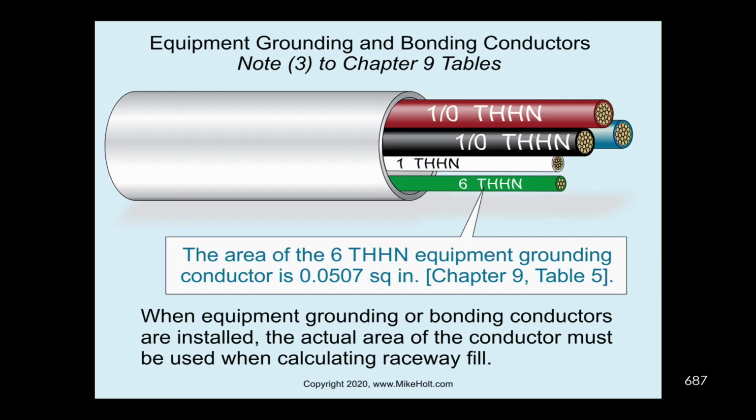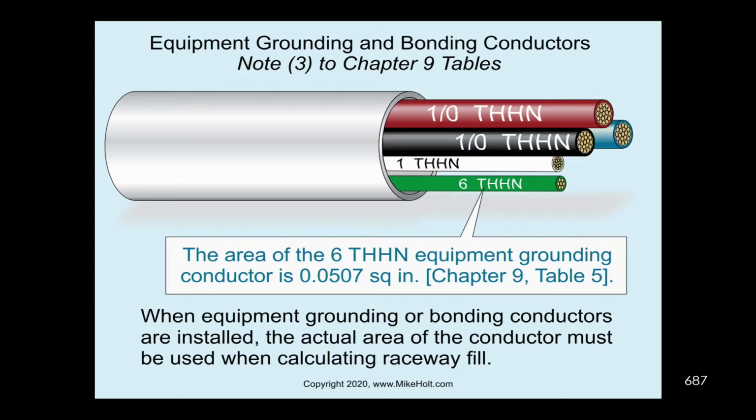All right, let's work out a few examples. So here I've got 1/0 THHN, I've got number 1, and I've got number 6, okay? So I do not have all the same type of conductors. I don't even have the same size conductors. They're all the same type, right? They're all THHN, but they're not the same size. So what I have to do is size this manually, all right?